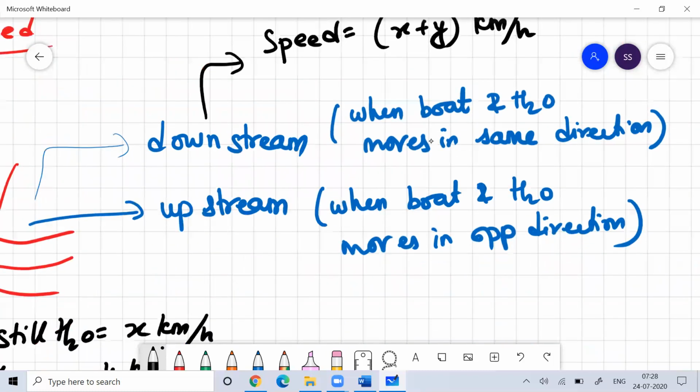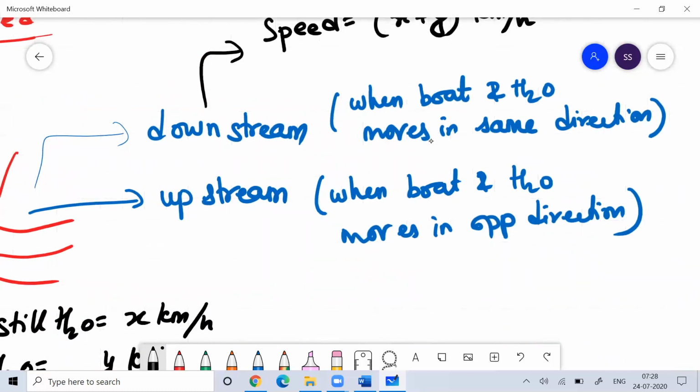While when we talk about upstream, upstream basically means when the boat and water are moving in opposite directions. It means the water will not allow the boat to move.